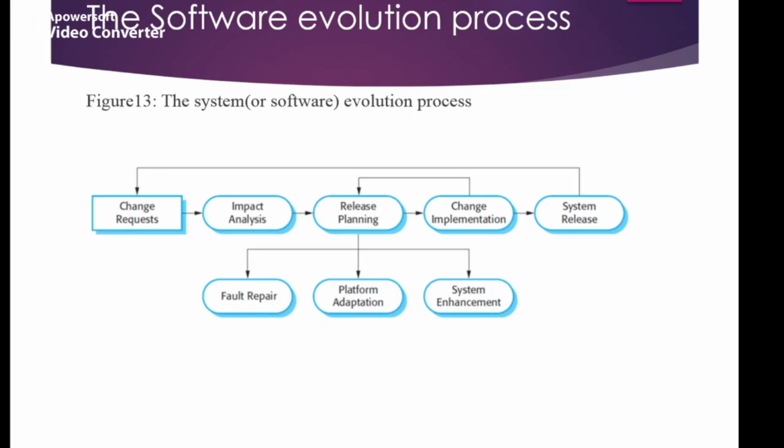Next we'll see the software evolution process, also called the system evolution process. Here first you are putting forward the change request. So you are requesting certain changes to be implemented in the system. Next, impact analysis. What do you mean by impact analysis? You are analyzing what might be the impact on your system after implementing such changes.